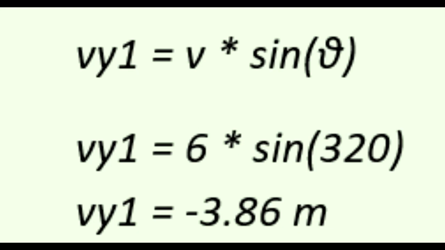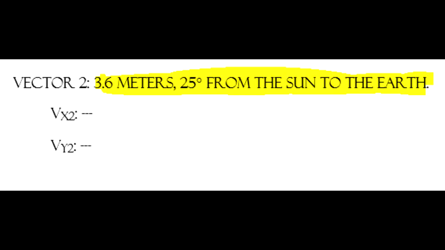Now we solve for the y component. Vy1 equals v times the sine of the angle. And then we will replace the values and solve with a calculator, and it will be 6 times the sine of 320 equals minus 3.86, and that is for vector 1. Now let's do the same for vector 2.